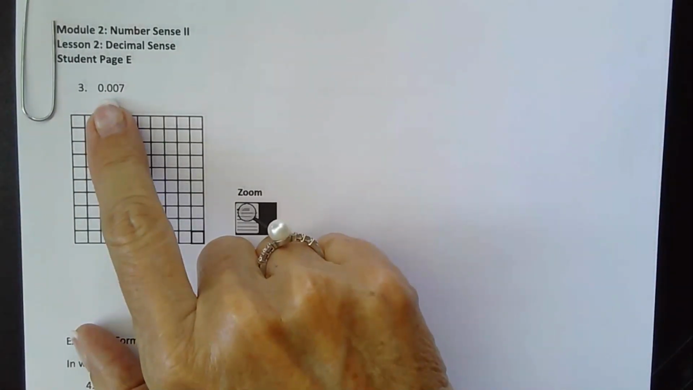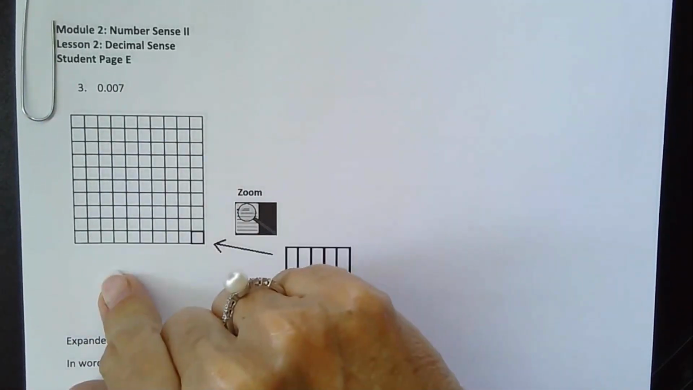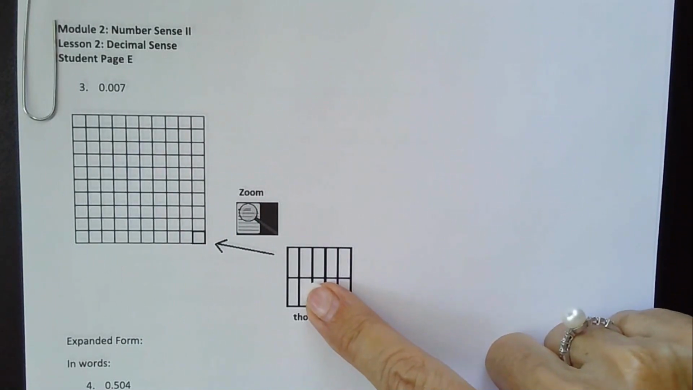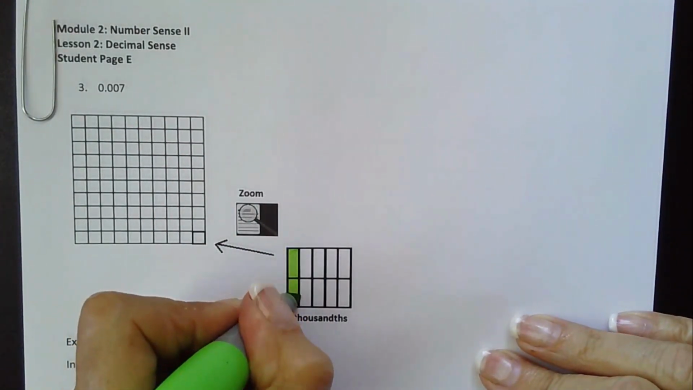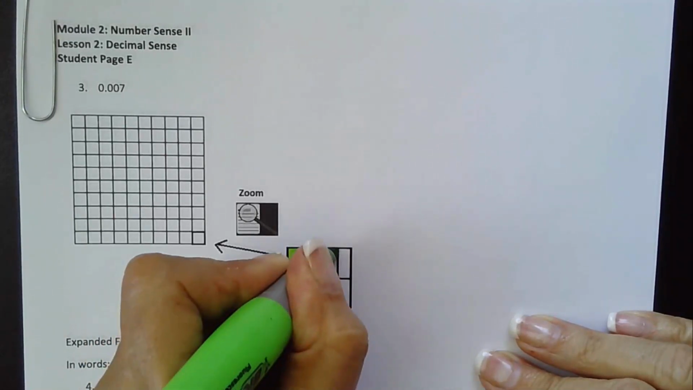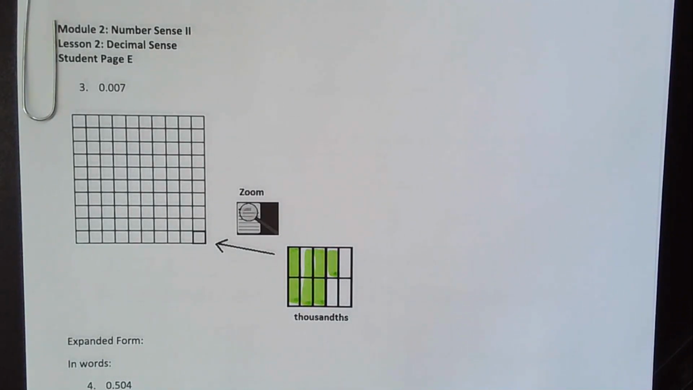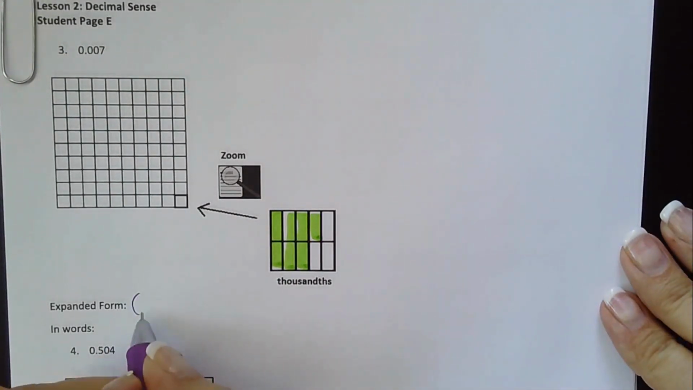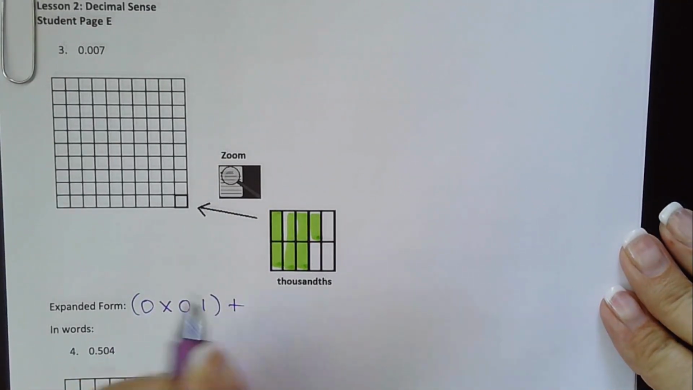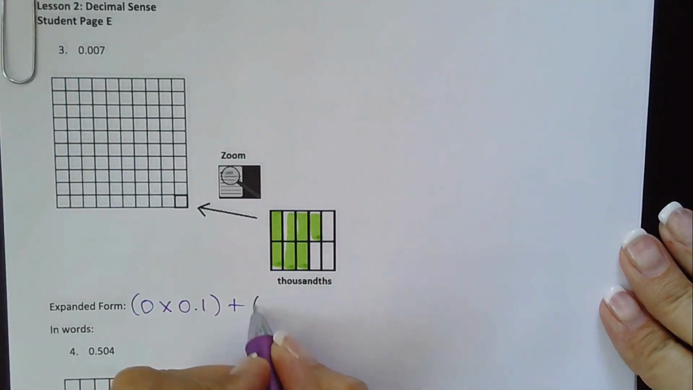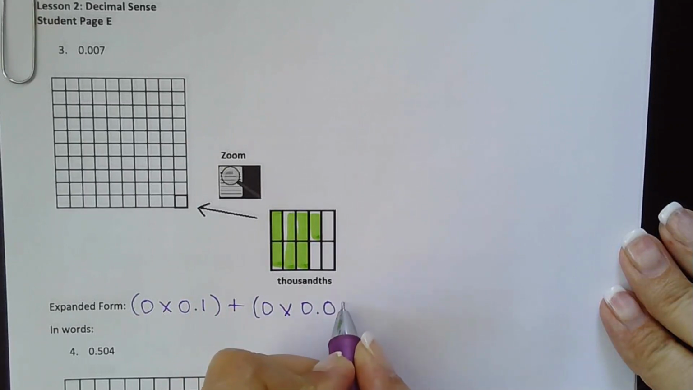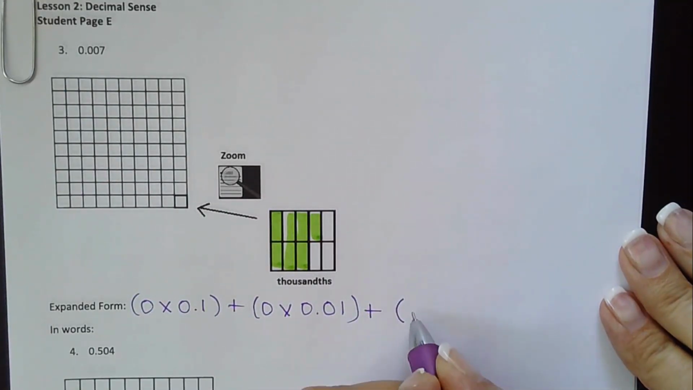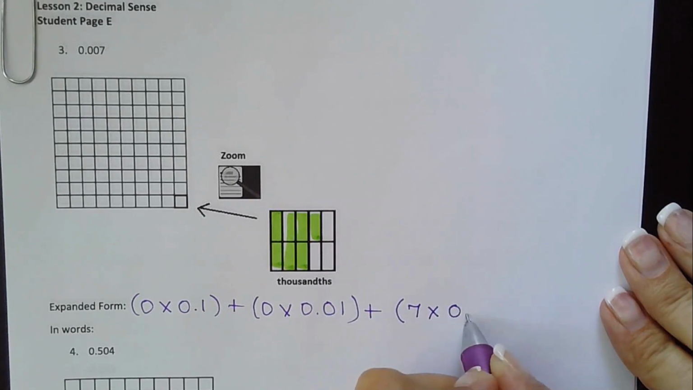Okay, so for the coloring on this one, 0 is in the tenths place, so no strips. 0 is in the hundredths place, so no boxes. 7 is in the thousandths place, so all we have to do is color in 7 here, 2, 4, 6, 7. So expanded form, 0 is in the tenths place, so 0 times 1/10. And 0 is in the hundredths place, so 0 times 1/100th. 2 decimal places. And last but not least, 7 is in the thousandths place, so 7 times 1/1,000th. 3 decimal places.